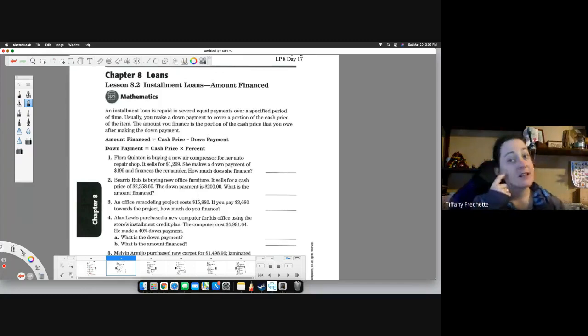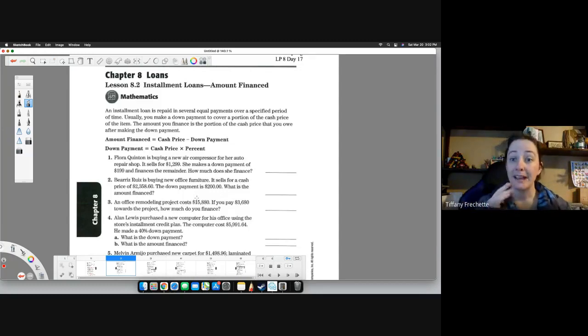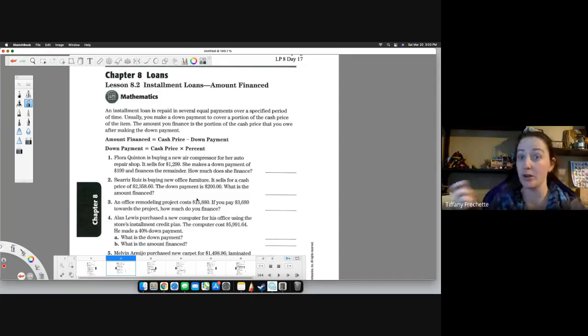As always, make sure you're reading through the textbook. Go through the lesson. What vocabulary and concepts are they asking you to understand? And go through the examples. How are they completing it? And why? Not just how do I get through the calculation, but why am I multiplying these two numbers or adding these two numbers? Pay attention to the why.